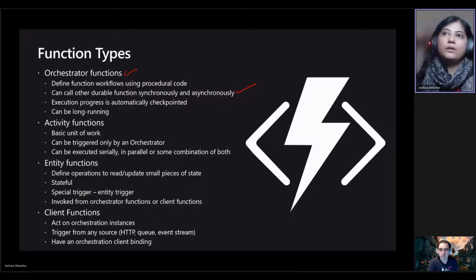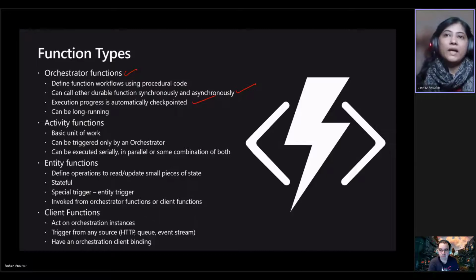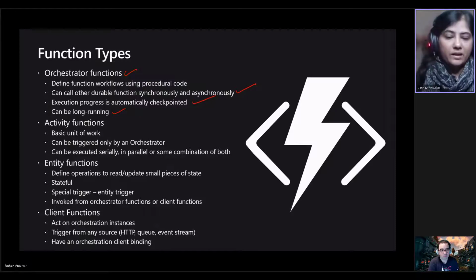Execution progress is automatically checkpointed when the function is in the await state or when it yields. So the local state is never lost when the process recycles or your VM reboots. And these functions can be long running. The total lifespan of the orchestration instance can be seconds, or it can be days, months, or even never ending.